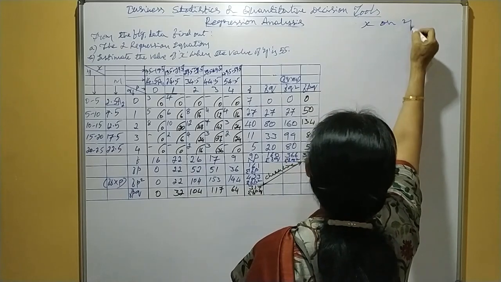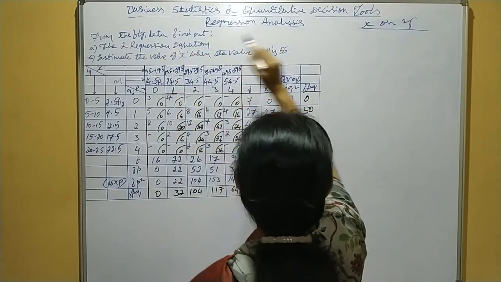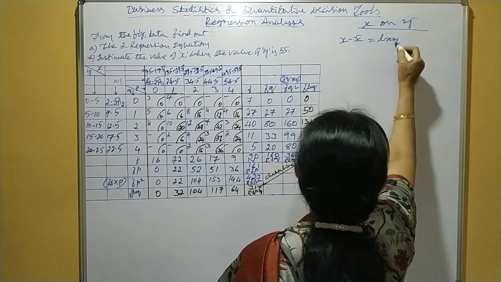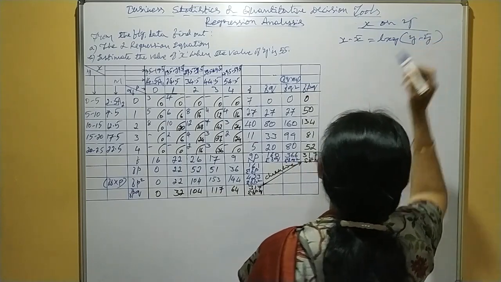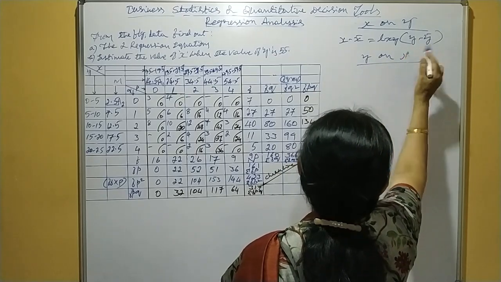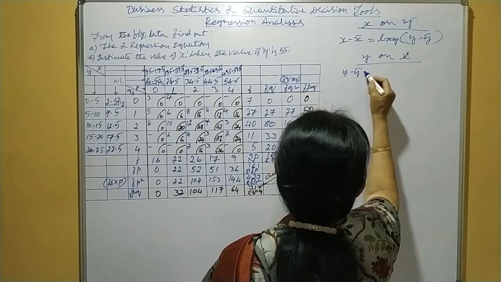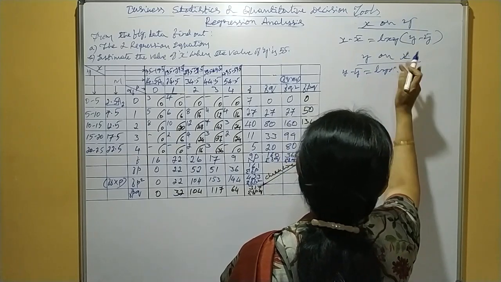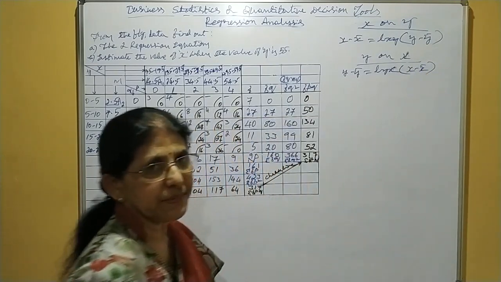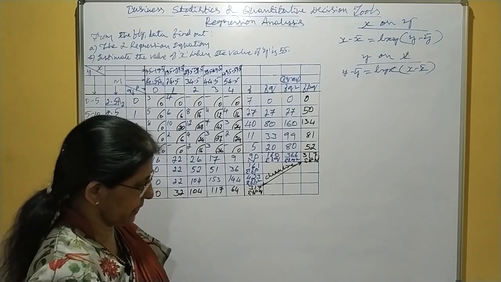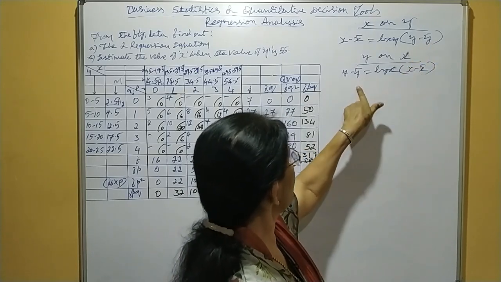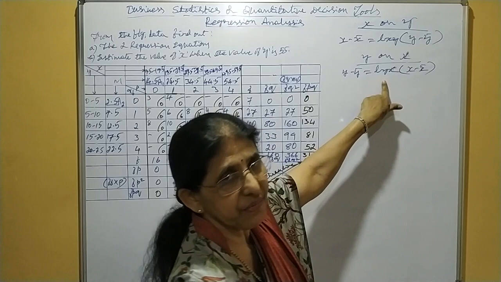Now, regression equation of x on y, what is the formula? X minus x bar equals bxy into y minus y bar. Then when you come to y on x, here y minus y bar equals byx into x minus x bar, isn't it? Means here what is all the information required? X bar, y bar, here also the same x bar, y bar, then bxy and byx.